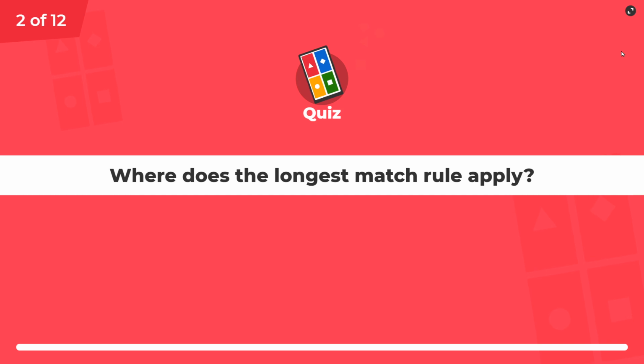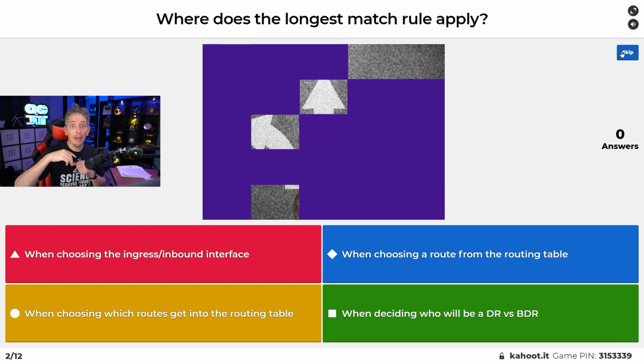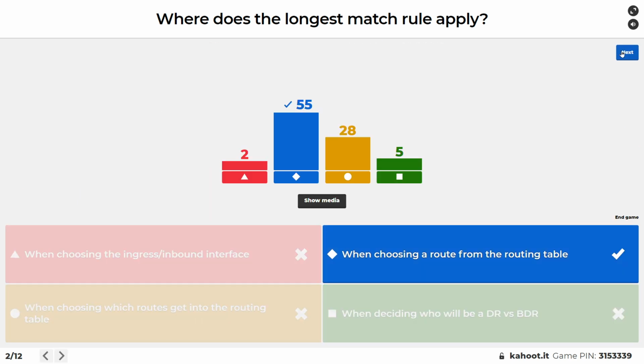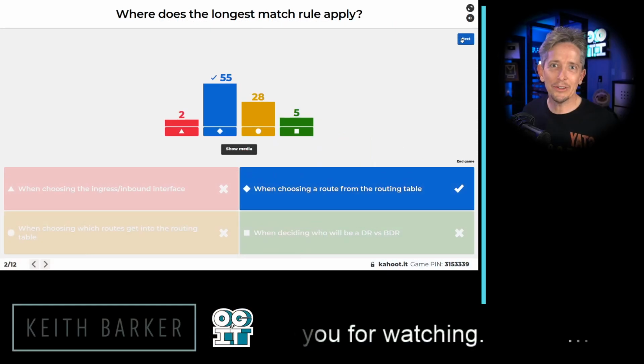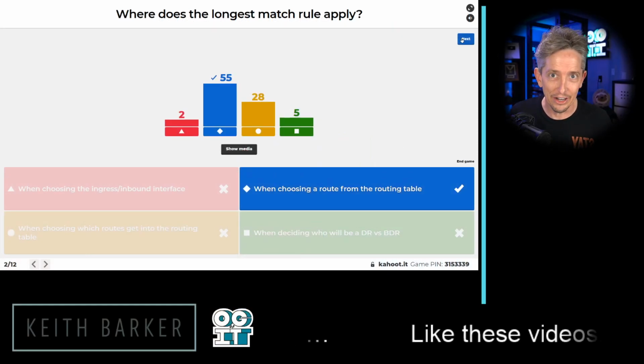Where does the longest match rule apply? All right, when choosing a route from the routing table. And the secret here is that routes have to win twice. It's not fair. Just think about if you are a route, it's just not fair. You have to win twice.